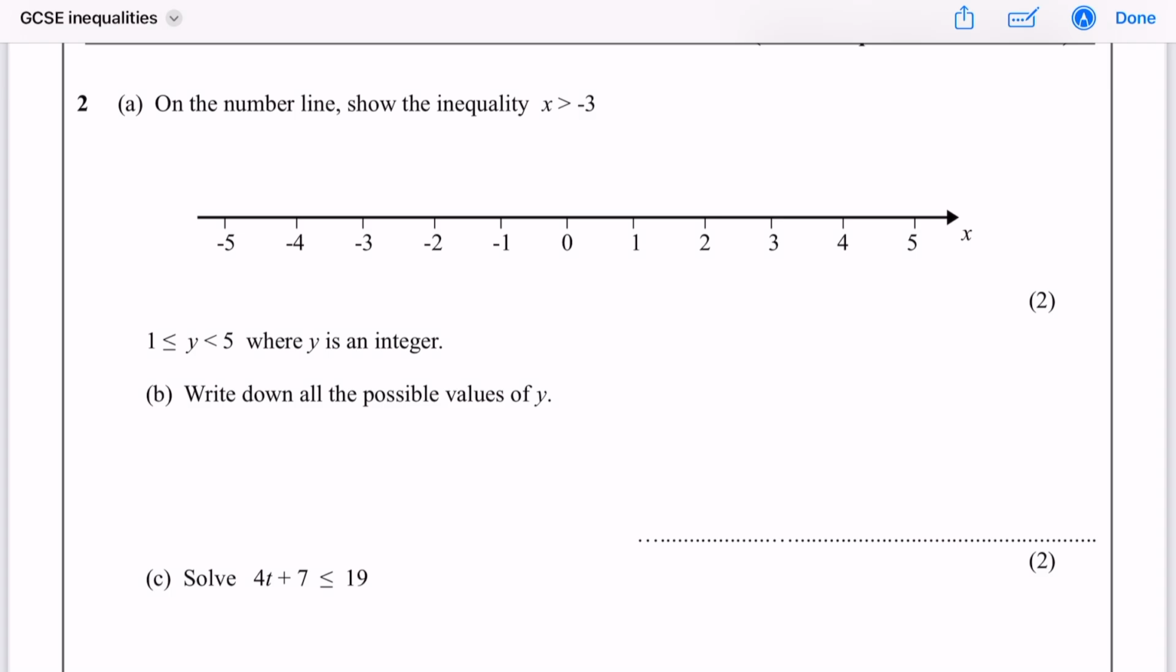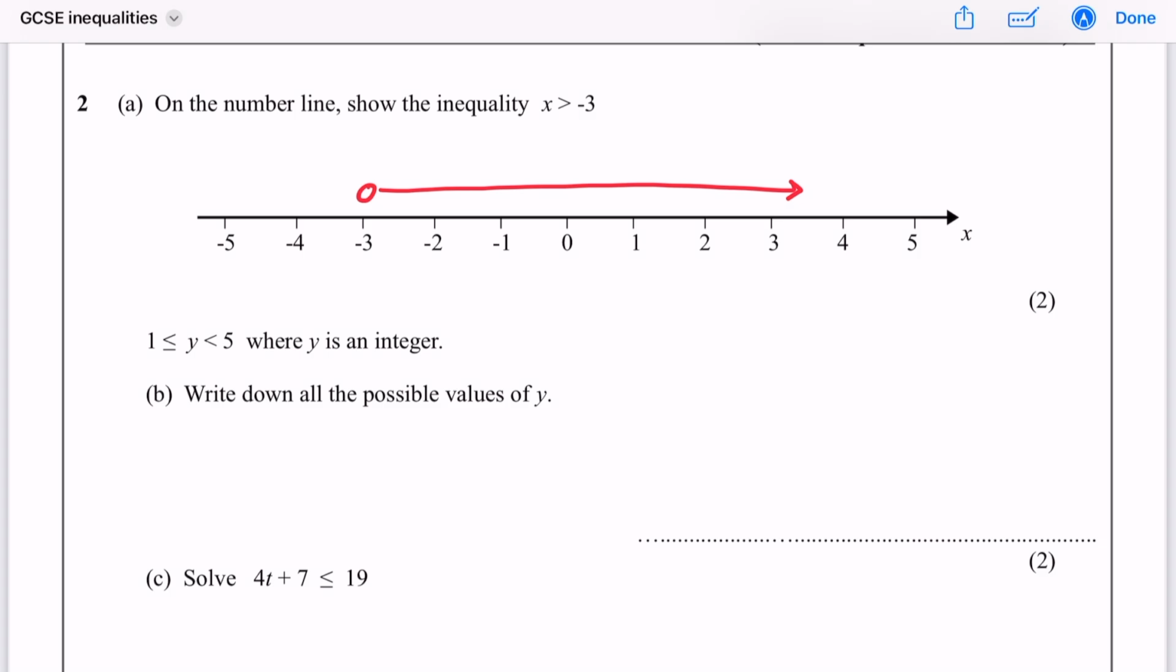On the number line, show the inequality x is greater than minus 3. Well, here's minus 3, and it is greater than, not greater than or equal to, which is why it's supposed to be a hollow circle. We draw the arrow pointing in this direction to show it's greater than minus 3.